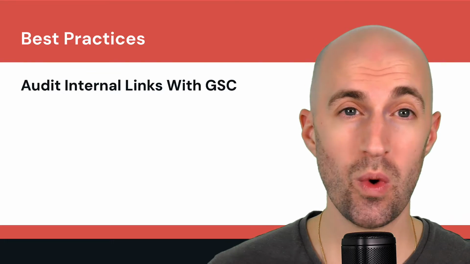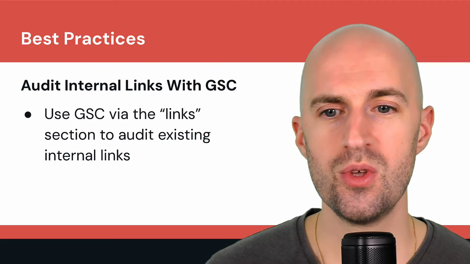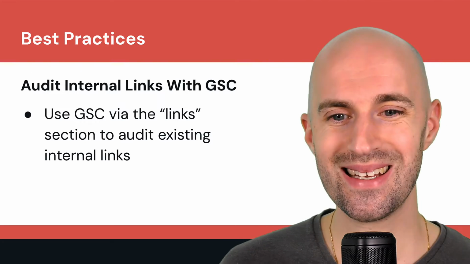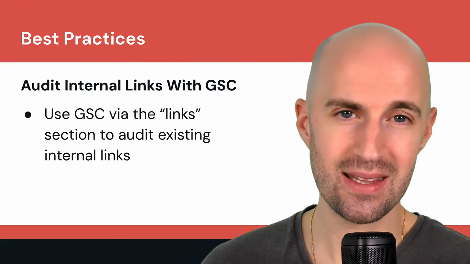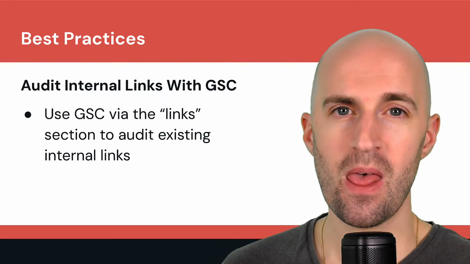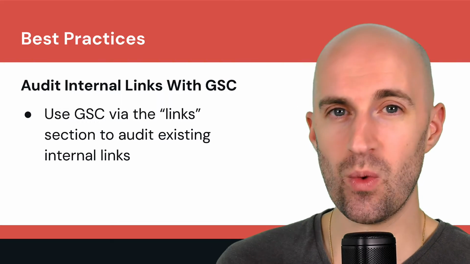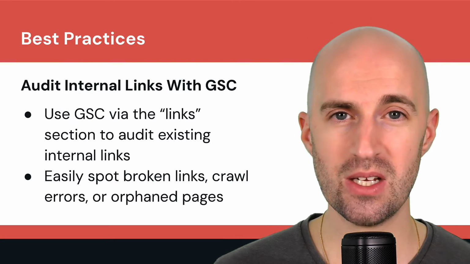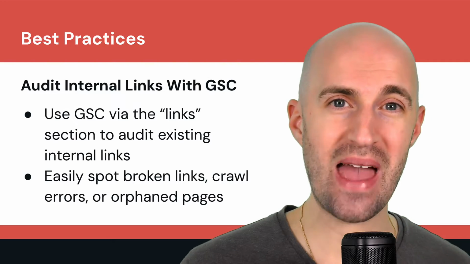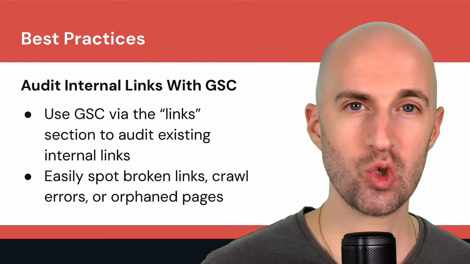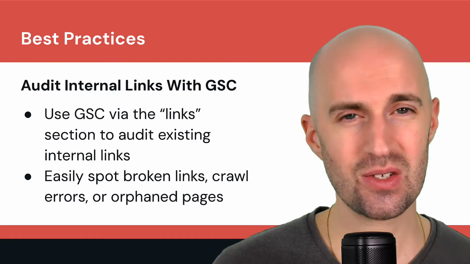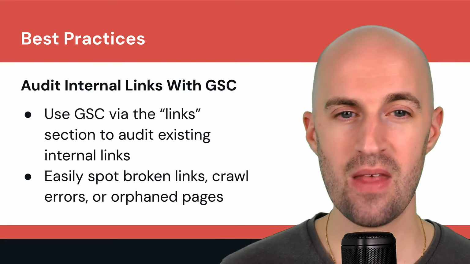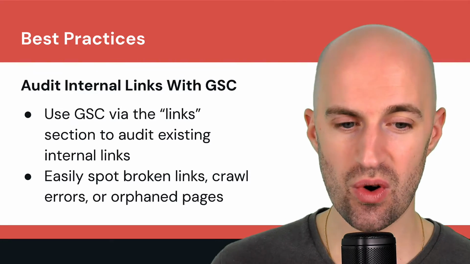Audit internal links with Google Search Console. Use Google Search Console via the links section, which you'll find in the left-hand menu, to audit existing internal links, and you'll see them all listed there. It's a useful function to see how well you are linking within your site. You can easily spot broken links, crawl errors, or orphan pages. Orphan pages are pages that do not have any internal links pointing to them. So we want to make sure that you have at least one, but better at least two or more internal links pointing to every single page. That makes it easier to find and easier to crawl.